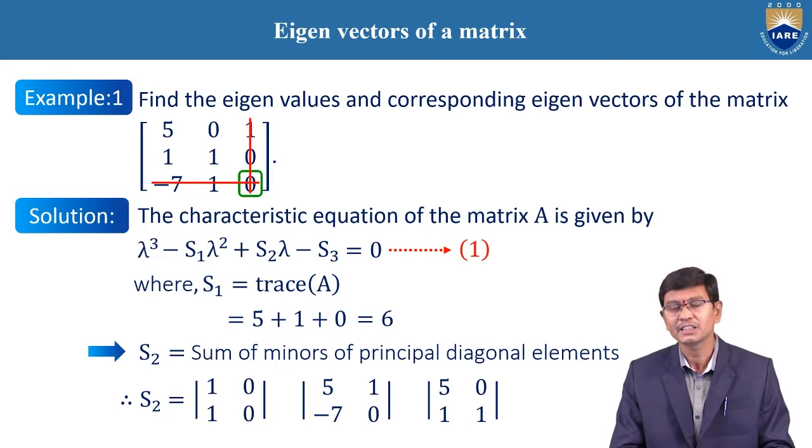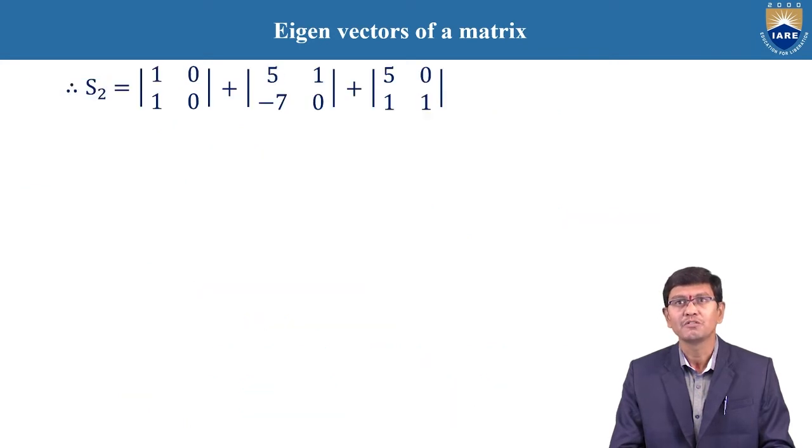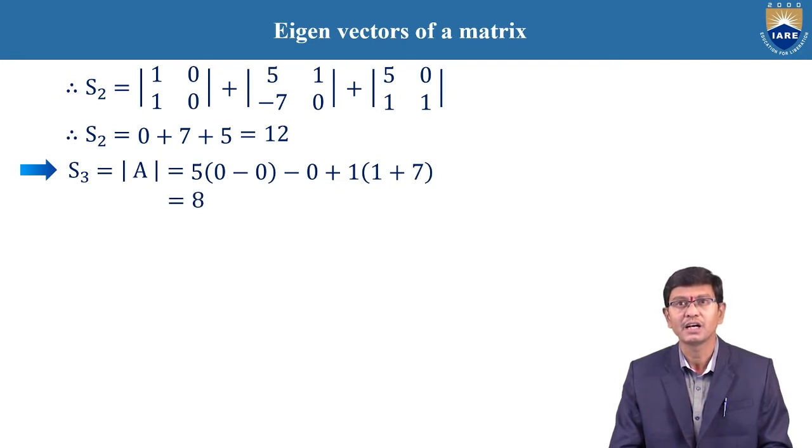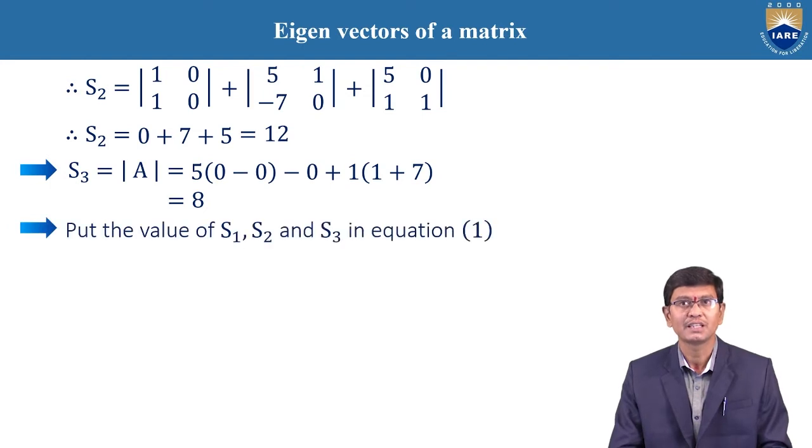Then the sum of these three minors, which are 2 by 2 determinants, is 0 plus 7 plus 5, so the value is 12. Similarly, we need to find S3. S3 is nothing but the determinant of the given matrix. Using the 3 by 3 determinant, we get the value 8 after simplification.